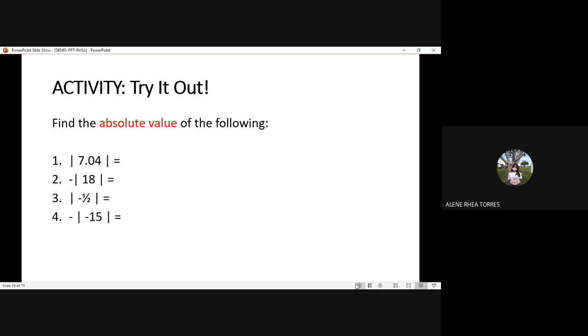Okay. So number 2, who will volunteer? May I have Limuel? Can Limuel answer? Yes po. What is your answer for number 2? Positive 18 po. Negative 18. Very good. Okay, that's it. Number 3, may I have Laika, please? Positive 1/2, ma'am. Very good. Positive 1/2. What about number 4?